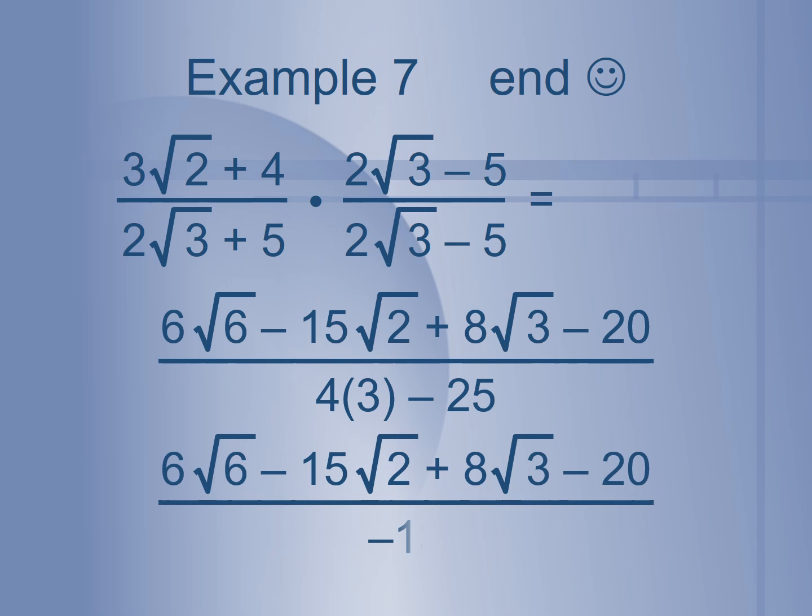So on the top, nothing simplifies. All of these radicals are different, which means that there are no like terms. My denominator does simplify, because 12 minus 25 is negative 13.